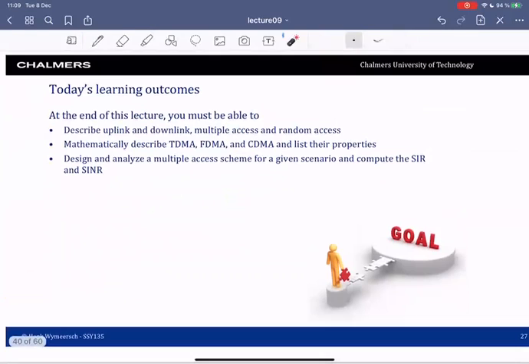Good, so we covered again a lot of ground where we've talked about uplink and downlink communication, multiple access and random access communication. We've seen mathematical models that unify TDMA, FDMA, and CDMA. You should be able also to list some of their properties. And then we've seen two examples of how to design and analyze multiple access schemes in terms of SINR. So we've seen how to place base stations far enough apart and give the same frequencies when they're far enough apart. And we've also seen how to allocate power to satisfy multiple users. Good, and this ends the lecture on multi-user communication.